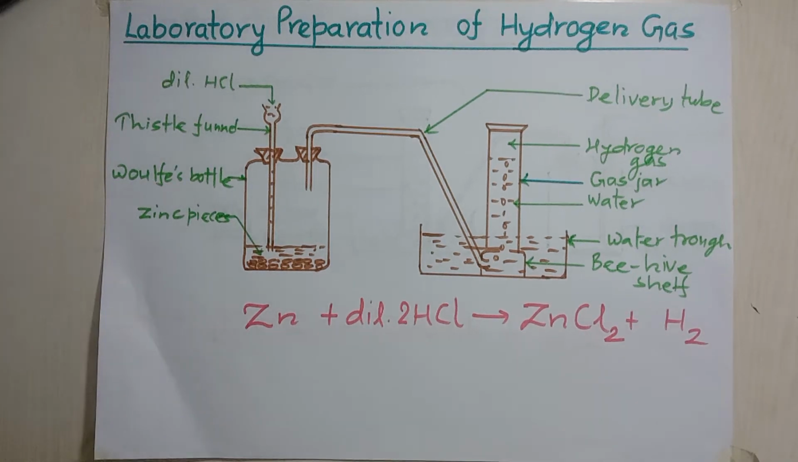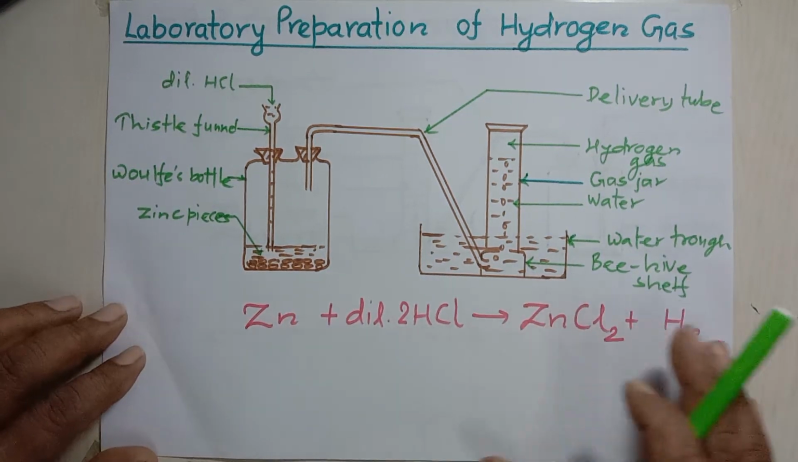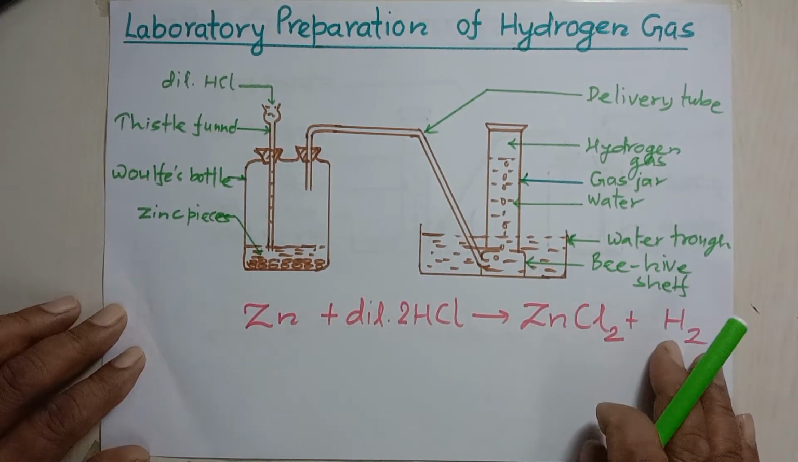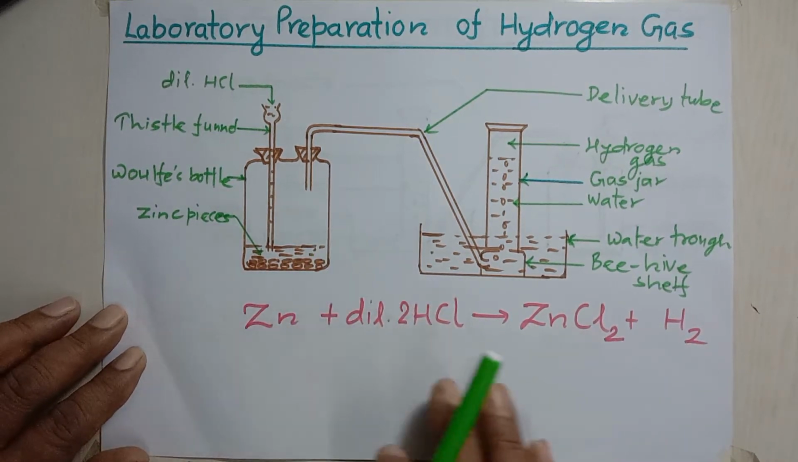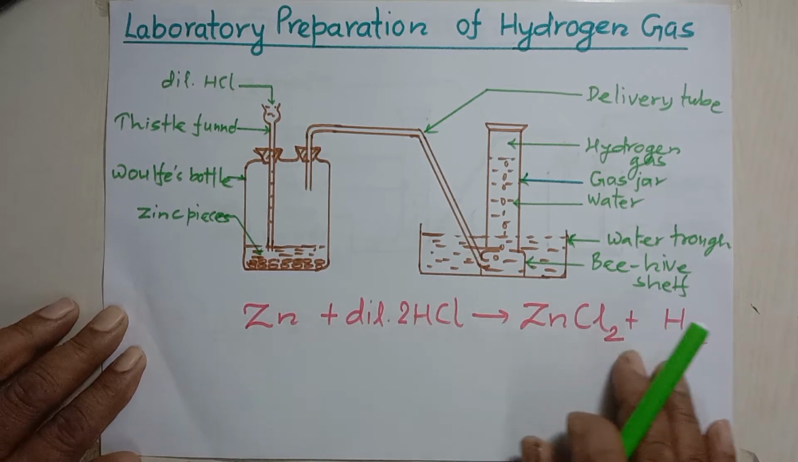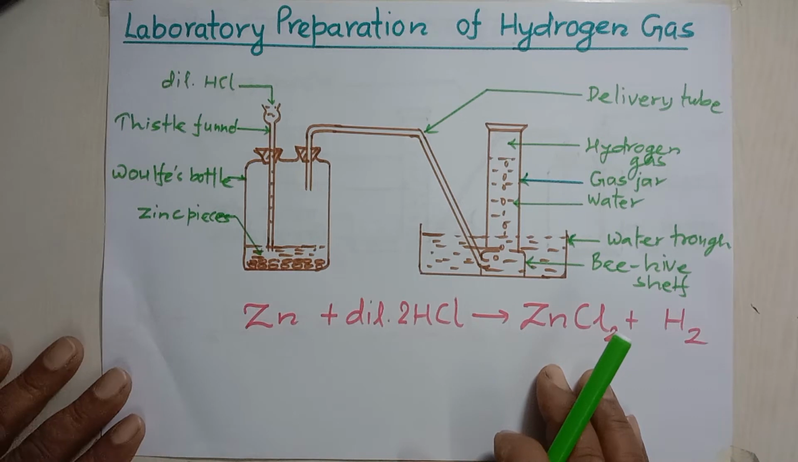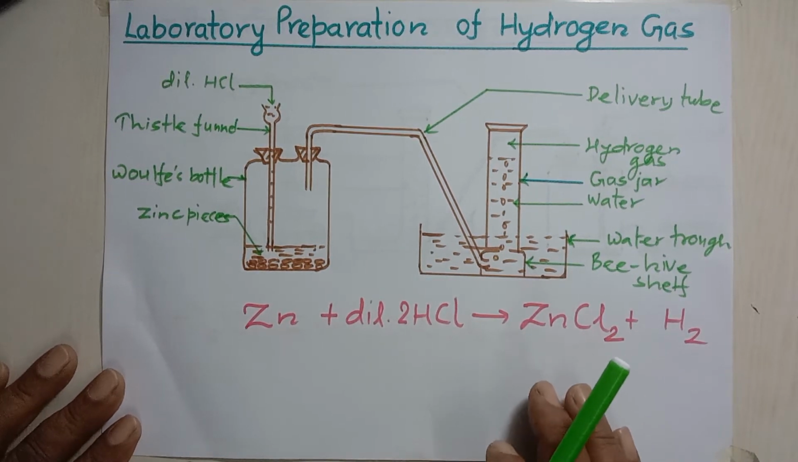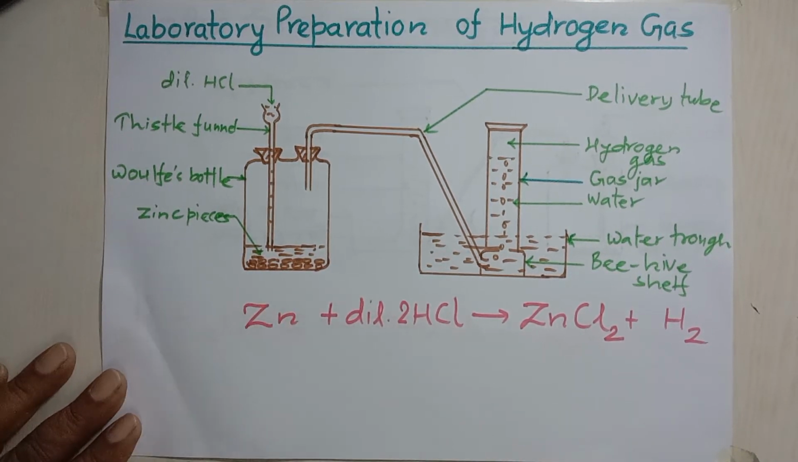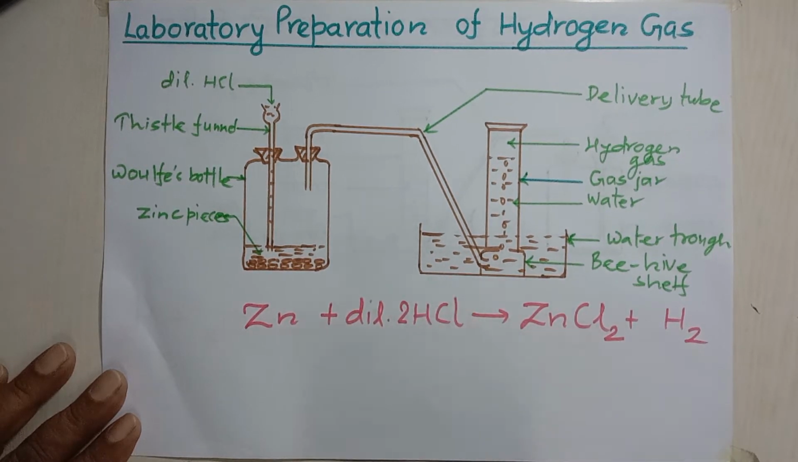In previous class, I told you about the laboratory preparation of hydrogen gas. We made a diagram and I labeled the diagram, and which chemical substance is used in this process is also told. And I wrote this balanced chemical equation of the preparation of hydrogen gas in laboratory. But today I want to continue the same, but why particularly this zinc metal is taken, why hydrochloric acid and that is dilute is taken, what is the reason?